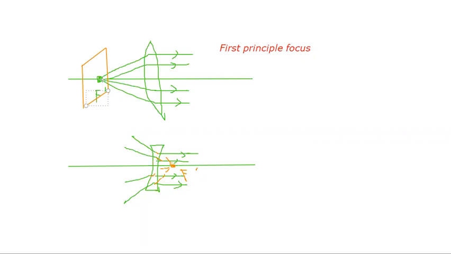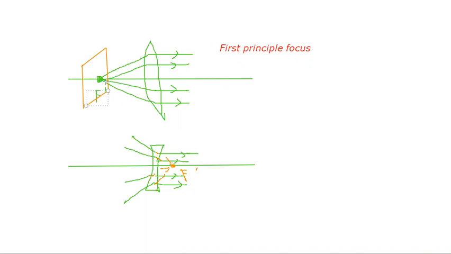The focal plane is the plane perpendicular to the principal axis of a lens drawn through the principal focus, right? It is a plane perpendicular to the principal axis drawn through the principal focus. That means the principal focus should lie on the focal plane, right?